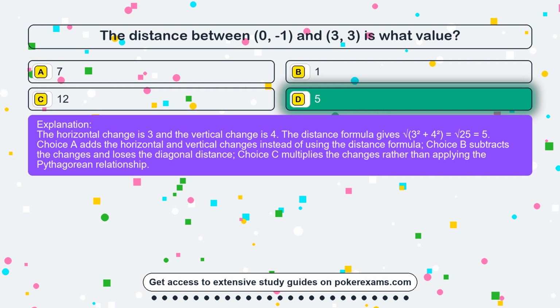Choice A adds the horizontal and vertical changes instead of using the distance formula. Choice B subtracts the changes and loses the diagonal distance. Choice C multiplies the changes rather than applying the Pythagorean relationship.